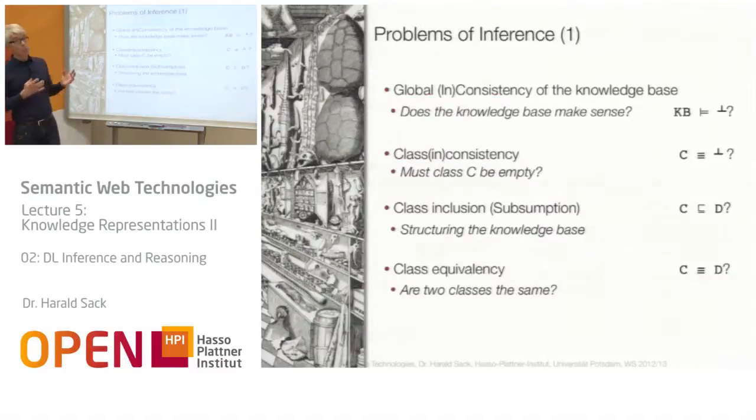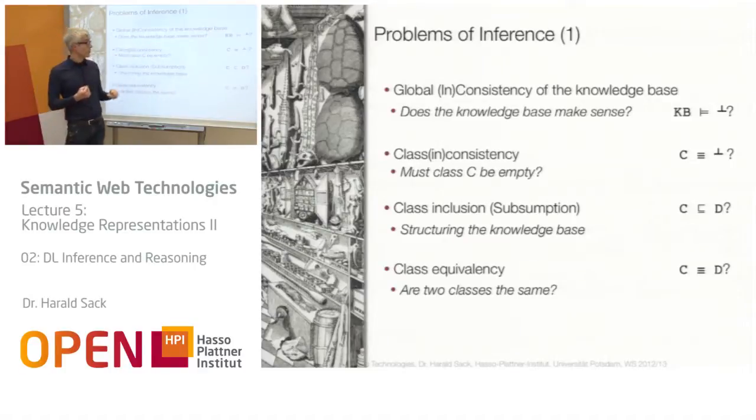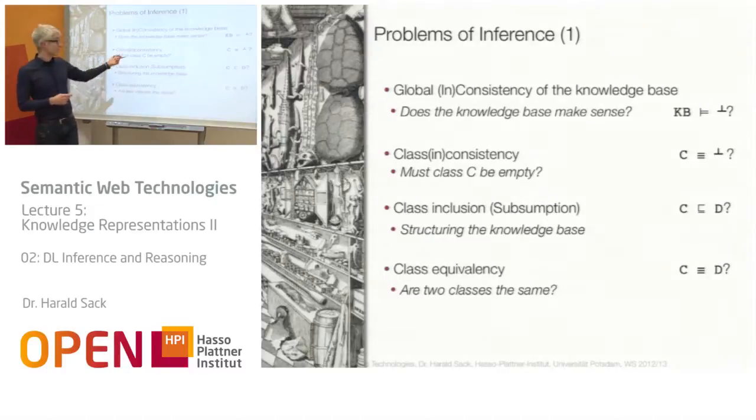So in general, the problems of inference are the following. First of all, of course, we are interested whether our knowledge base as a whole is consistent, so whether the knowledge base makes sense. So we want to prove if the knowledge base is consistent, or on the other hand, if it may be possible that we can entail the bottom element from the knowledge base. Then it's not consistent. And what we do for the entire knowledge base, we can also do for a single class. We can ask, is a class definition consistent, or must the class be empty because the definition is wrong?